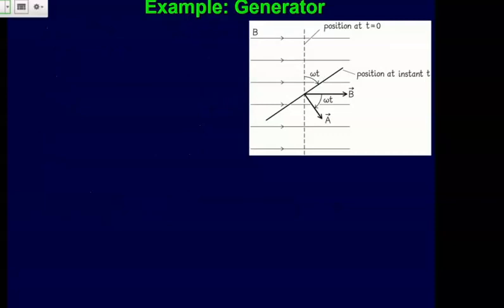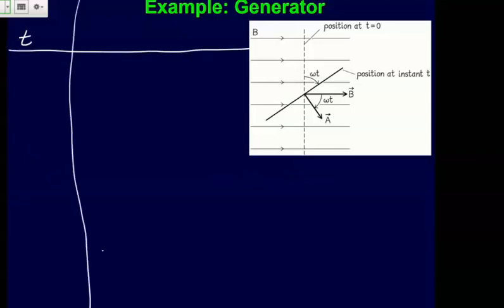And just a little bit, I kind of just want to look at this, maybe make a little table here. So we'll do time versus the actual flux. So our flux here, we wrote as NBA cosine. Now I'm just going to make a simple example.